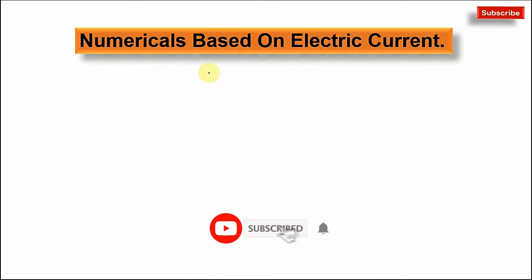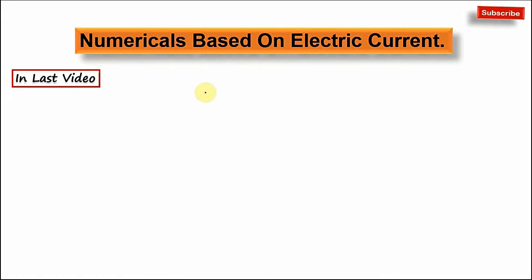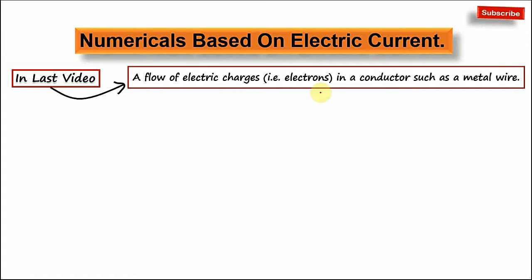In today's session, we are discussing the numericals based on electric current. But before starting, here is a short intro about the last session. In the last session, we learned about electric current. So here is the definition: a flow of electric charges, meaning electrons, in a conductor such as a metal wire is known as electric current.